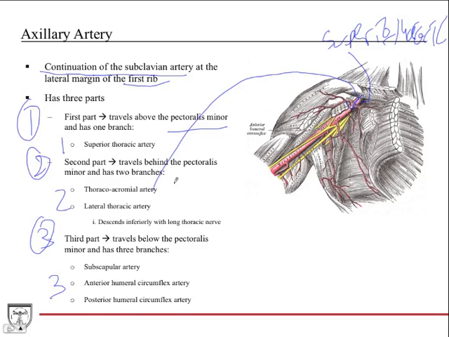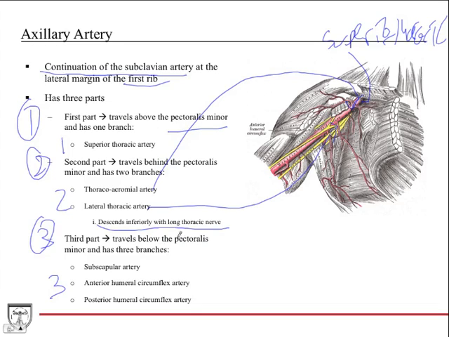Then you have the lateral thoracic artery, which is this branch right here, which comes down over this, and it descends on the serratus anterior muscle. It actually descends inferiorly with the long thoracic nerve, which is a nerve that comes down and innervates the serratus anterior. So this is something that people can confuse a lot. It's the long thoracic nerve, lateral thoracic artery. Those two travel together. Then you've got the third part, which travels below the pectoralis minor. So all of this is behind the pectoralis minor.